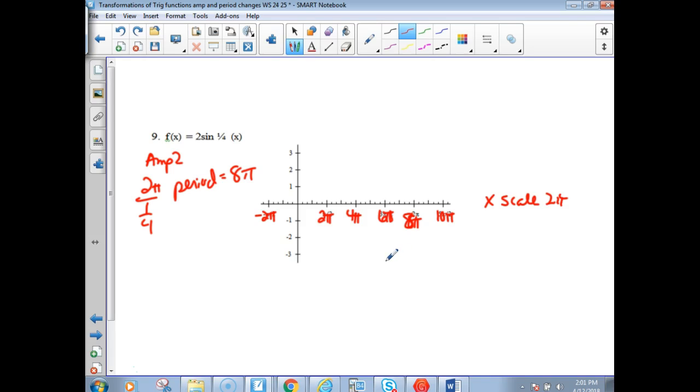All right, so I'll go ahead and use this now as an amplitude of 2. It's a sine graph, so we're going to start at 0, 0. That's your first key point. And then you go to 2 pi, 2. Then you go back to 4 pi, 0. Then down to 6 pi, negative 2. And then back to 8 pi, 0.